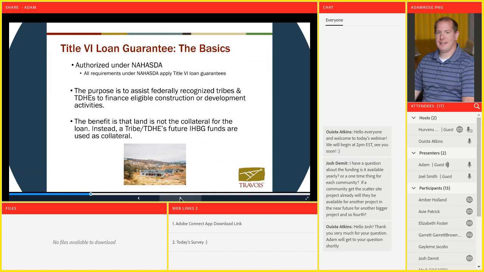Again, we touched on it briefly to start the discussion, but it's very flexible in how it can be used. Pretty much unlimited ways, the same as NAHASDA can be used for infrastructure or vertical construction or construction funding or permanent financing. Whatever the funding need is, there's lots of ways that ultimately Title VI can make it into a project to help make it viable.